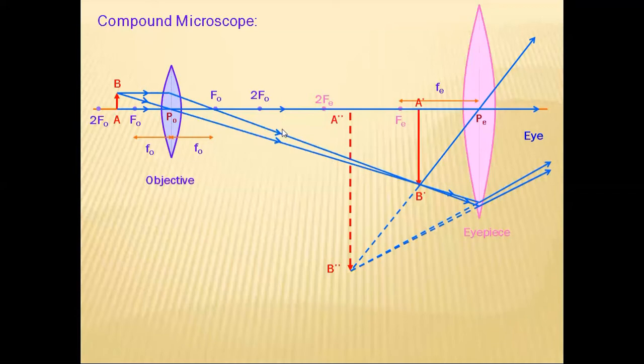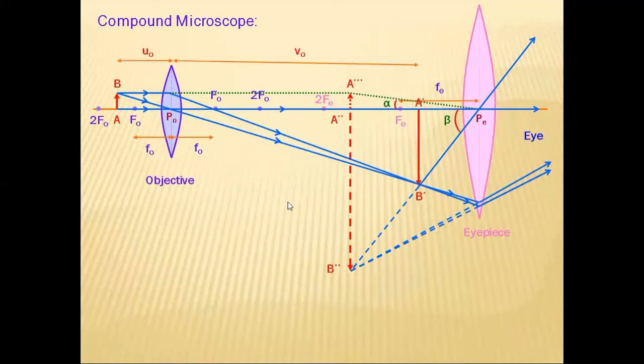So you must memorize that the object must be outside of the main focus of the objective lens, and for the eyepiece lens, the object must be present within the main focus, in between. If the object is present in between the main focus, then the image must be a virtual image, and it must be larger.